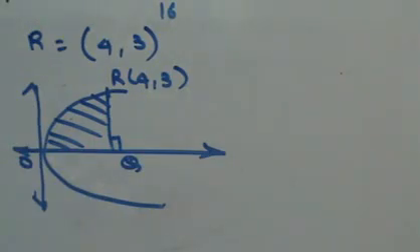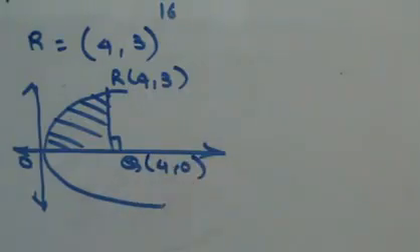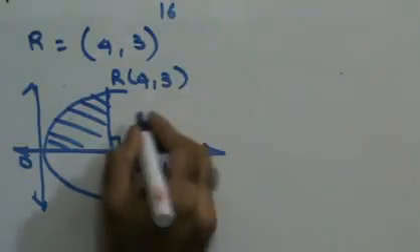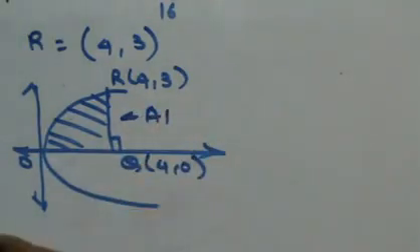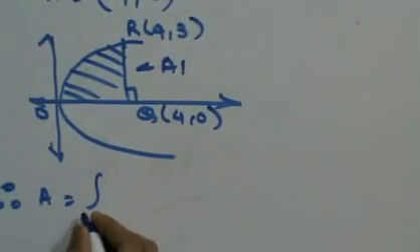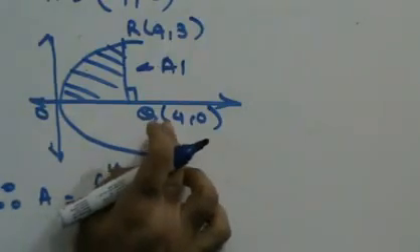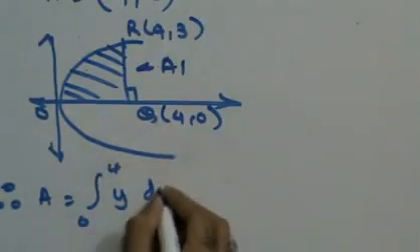Now, if RQ is perpendicular to the x-axis, then Q is going to have coordinates 4, 0. So let's call this area A1. A1 is going to be the integral from 0 to 4, starting from 0 and going up till 4, of y dx.